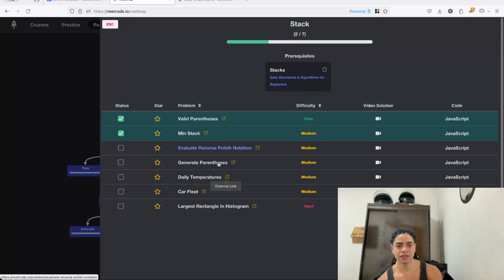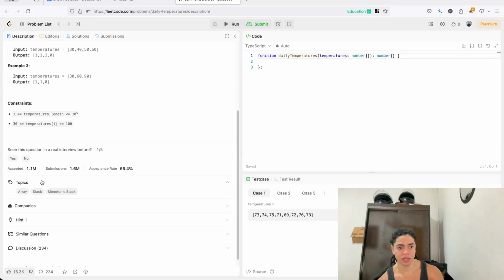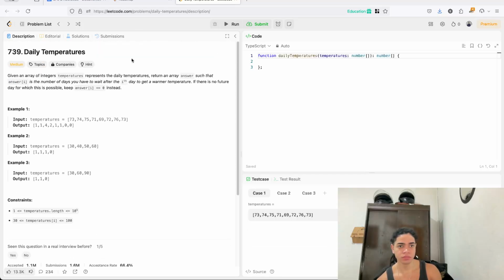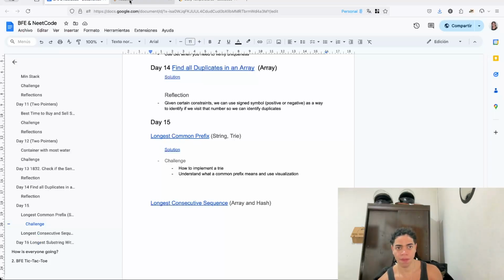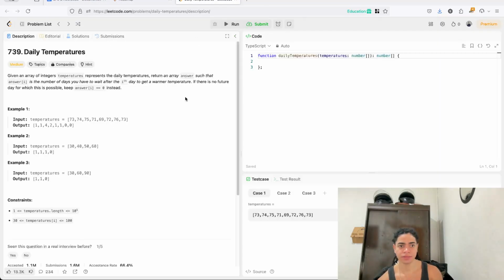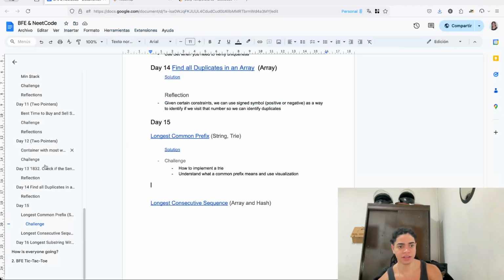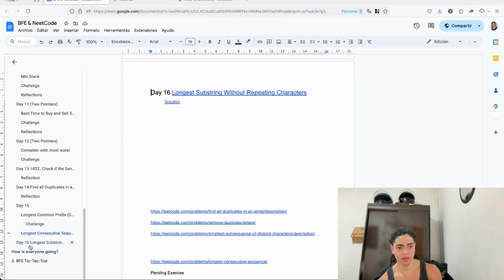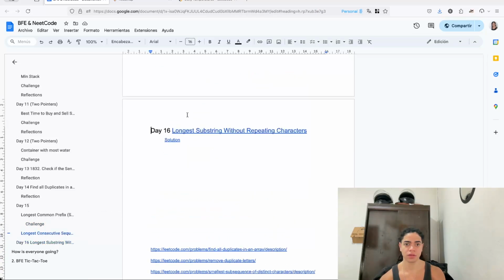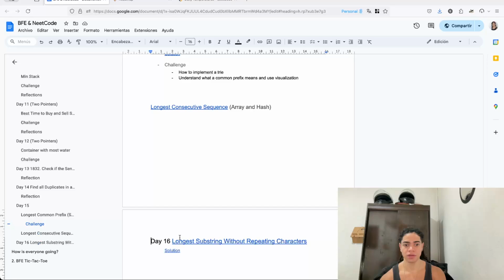Good. Let's take a look at this. Daily temperature, and let's see if we can actually do this. Let's get into this. So today we're gonna do this daily temperature. Day 16. We haven't done this. And what we're doing is just kicking it up.